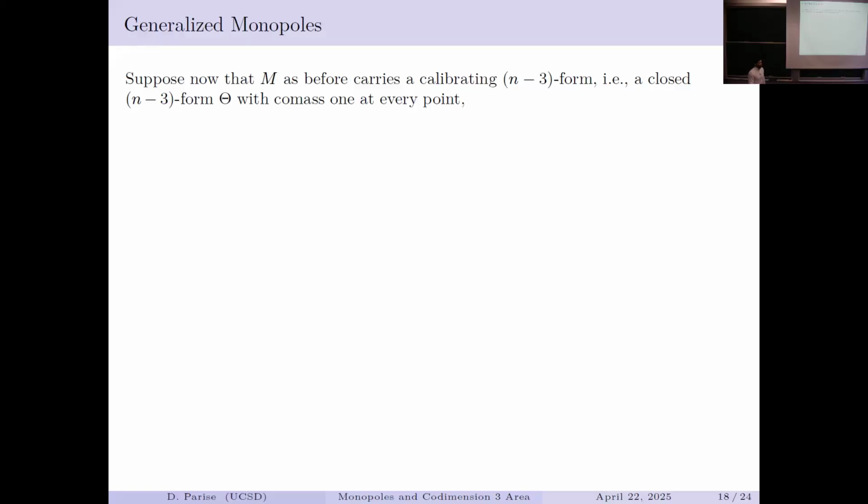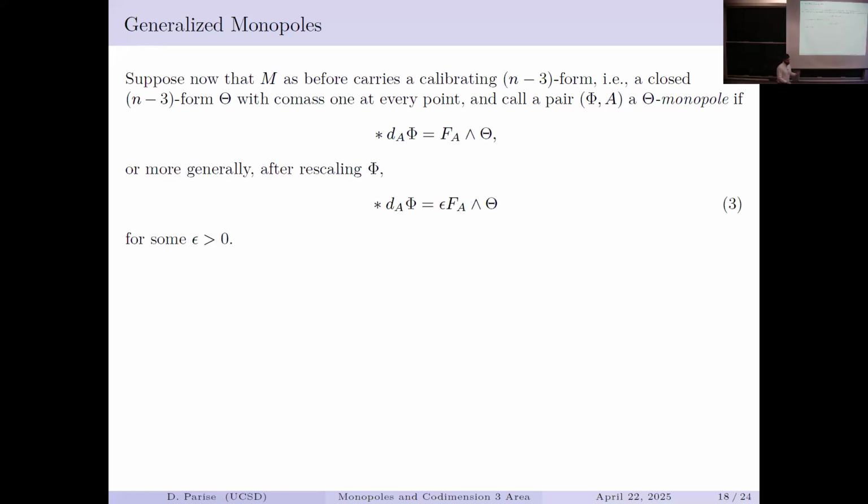So let me give you this definition of what generalized monopoles are, because this is interesting from the perspective of minimal surfaces. What happens to this side of the story, that is the Donaldson-Segal program? If M in particular carries a calibrating n-3 form, let's call it theta, then we'll say that phi and A satisfy the theta monopole equation if they satisfy this version of the monopole equation, right? It's just the dual of the D_A phi is equal to F_A wedge theta. And there's also a rescaled version for epsilon. The particular setting that I mentioned earlier was the one of the G2 manifold, in which theta is the so-called co-associative 4-form. But you can just imagine that this is a very precise geometric setup in which you are given a calibrating form.